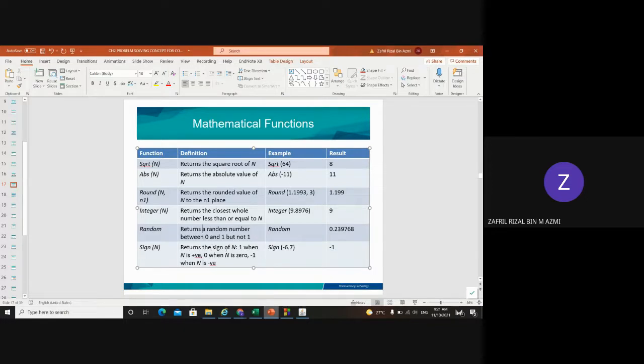This is the function to return the sign of n. 1 when n is positive, 0 when n is 0, negative 1 when n is negative. So let's say you call this function and you put 0 over here. So what will you get, guys? Sign of 0, what's the answer? 0. Yes, this is a straightforward meaning.